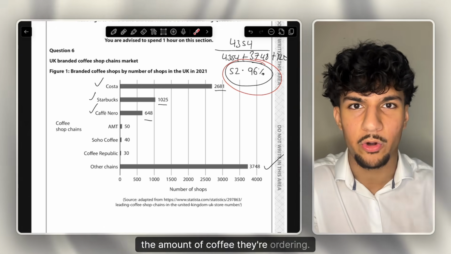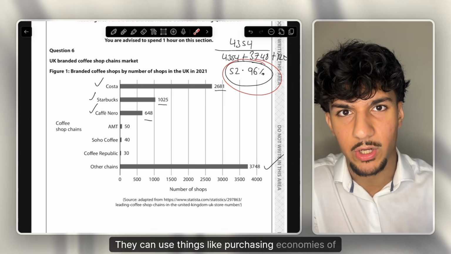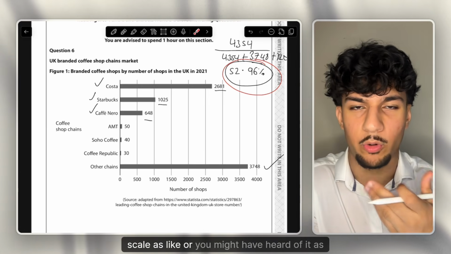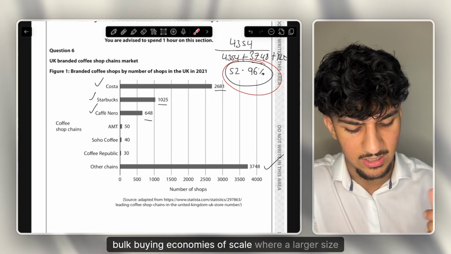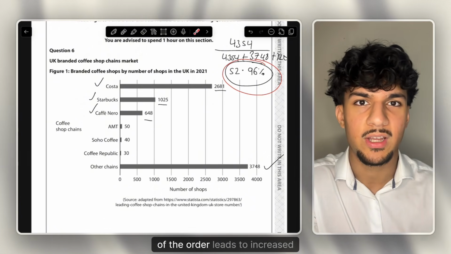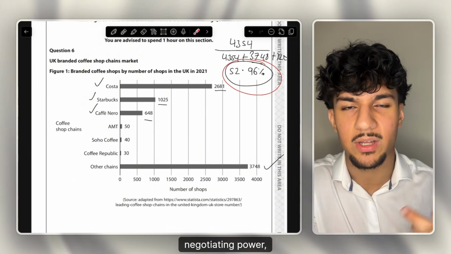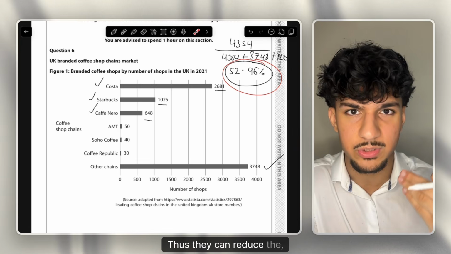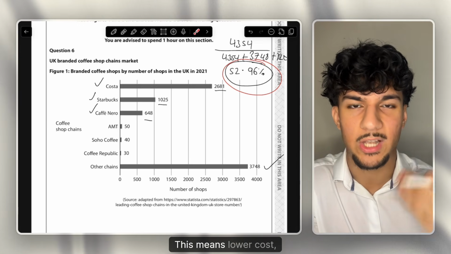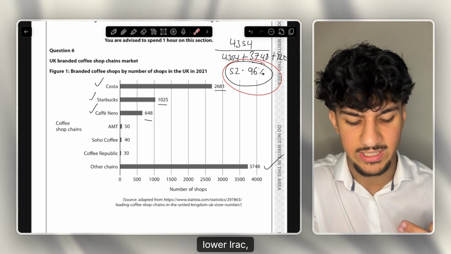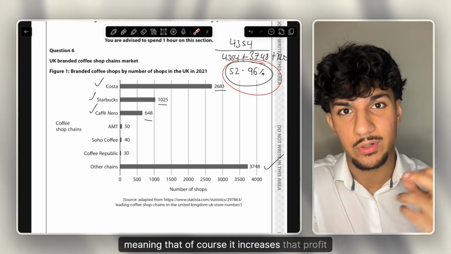The amount of coffee they're ordering, they can use things like purchasing economies of scale, or you might have heard of it as bulk buying economies of scale, where a larger size of the order leads to increased negotiating power, increased bargaining power. Thus, they can reduce the price. This means lower cost, lower LRAC, meaning that of course it increases that profit margin.